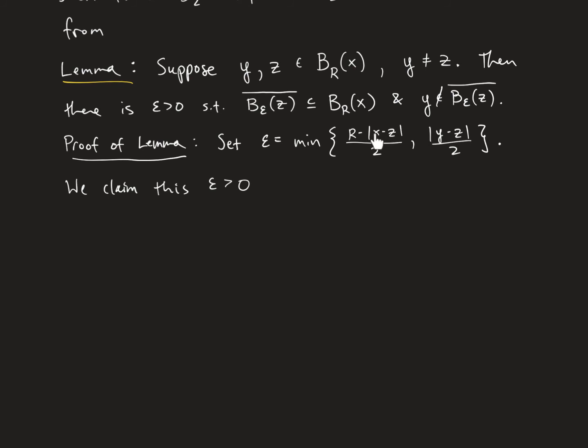The distance between x and z, z is in this open ball, so this is less than r. This is greater than 0. y is not equal to z, so this is greater than 0. So we claim this epsilon works.